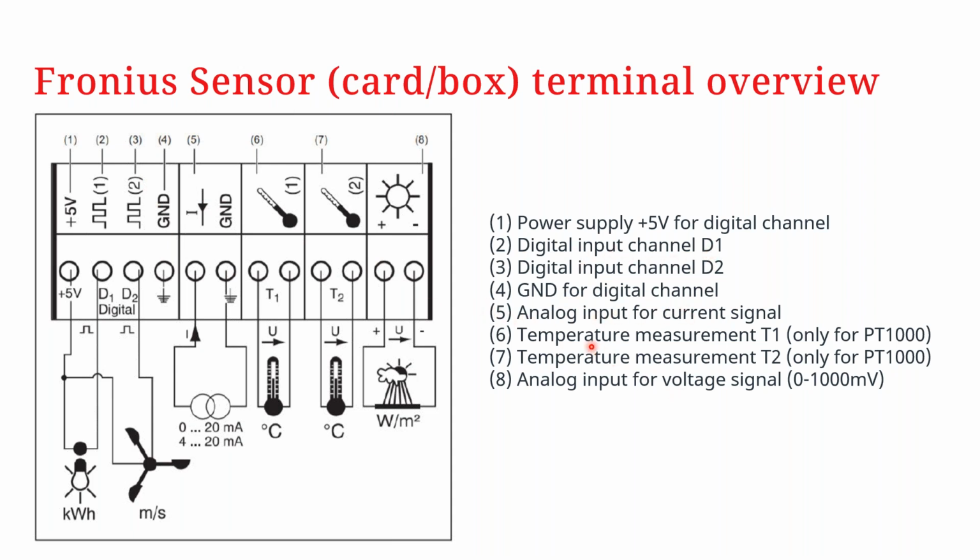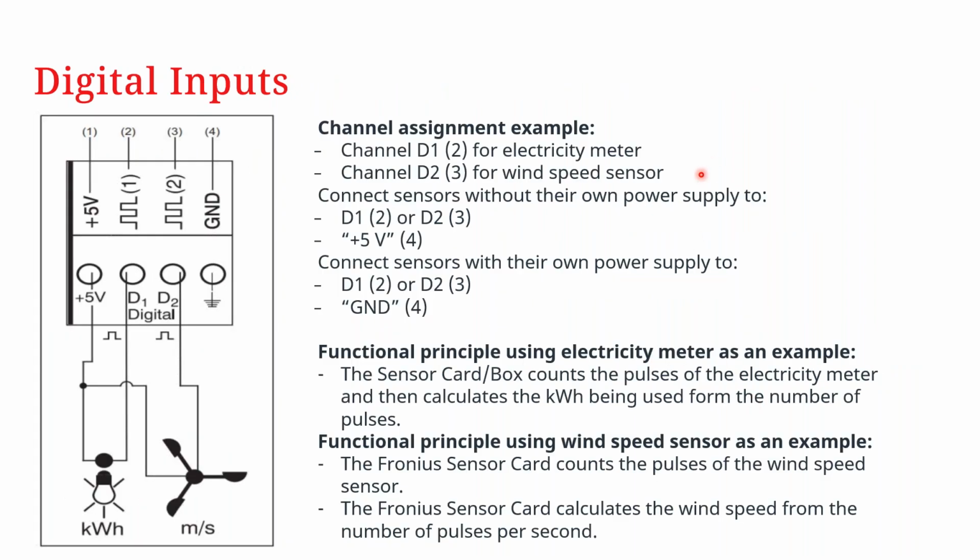Then we have terminal 5, an analog input for current signal. Then 6 and 7 are for temperature measurement with the PT1000. And number 8 is an analog input for voltage, and this can be used for something like irradiation, for instance.